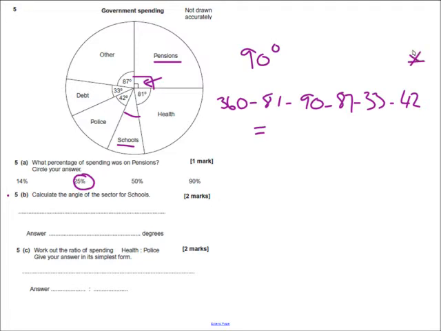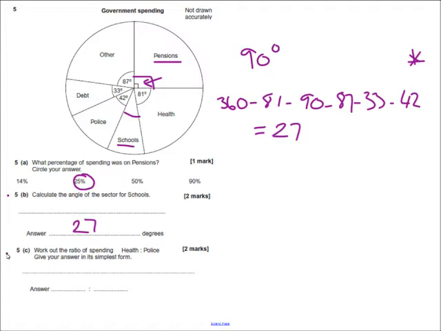Again, use your calculator and don't take any chances. And you're left with 27 degrees as your answer. So place the 27 on the answer line.